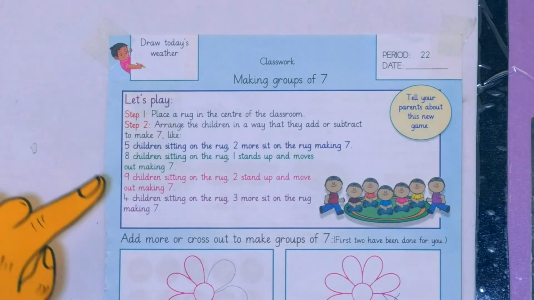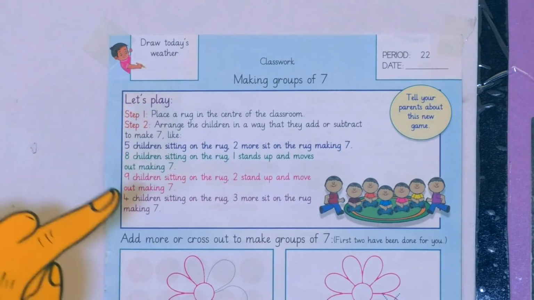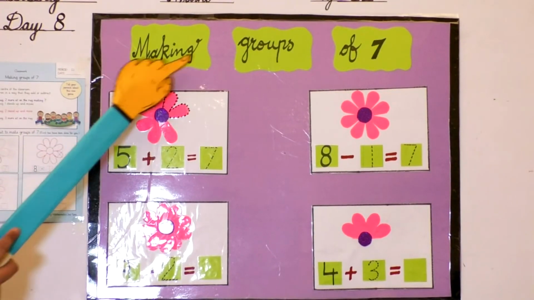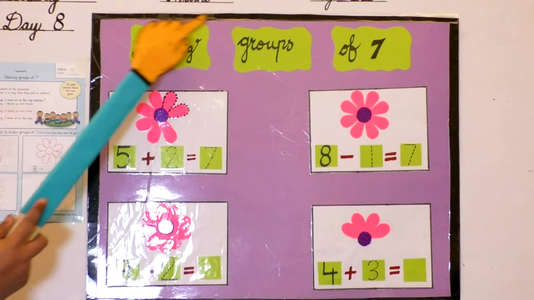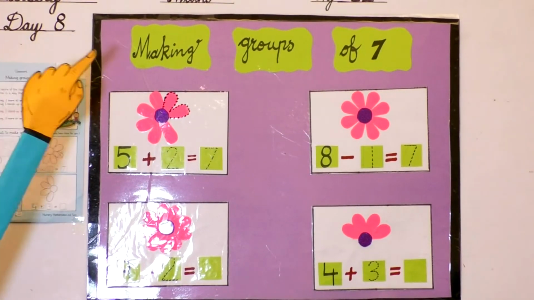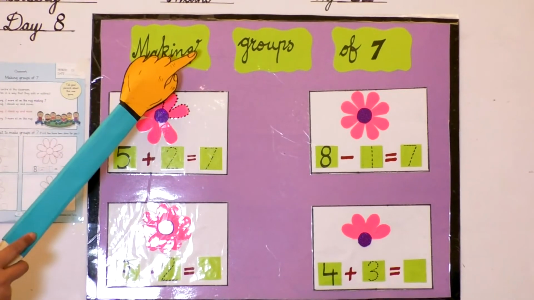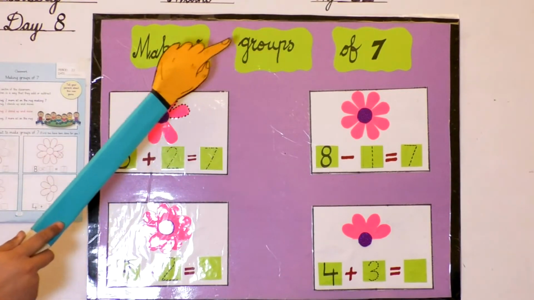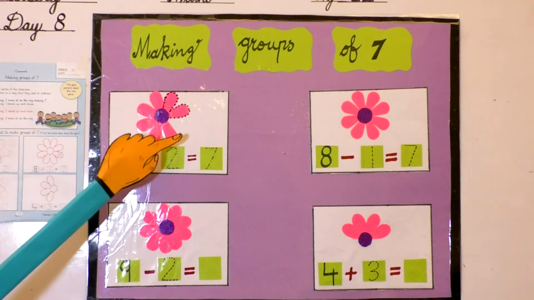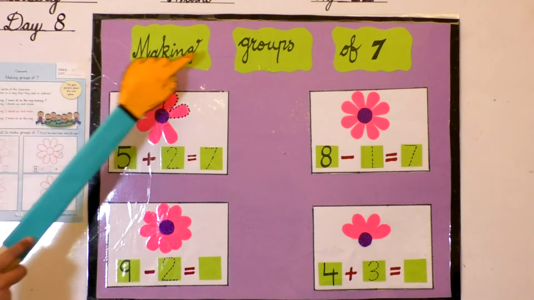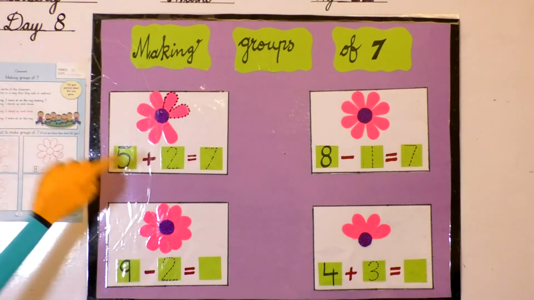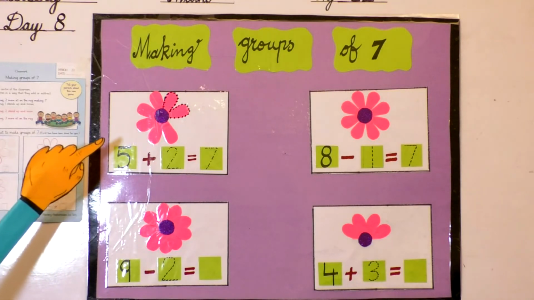Let's start our work. Recite Bismillah before starting your work. Students, today we are going to make groups of 7. As I told you, the rule of the game which you will play at your home is that you have to make groups of 7. You can also make groups of 5, groups of 8, but here on page number 22 we are just making groups of 7. I will write on my chart and you will write on your workbook.